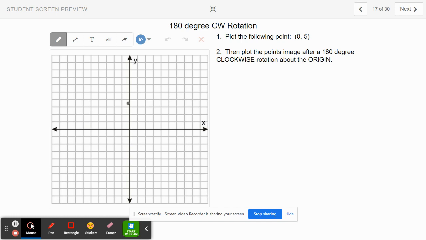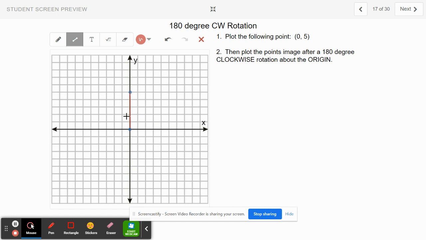So that's 0 over, 5 up. Sometimes I say you have to walk to get to the elevator. That helps you remember which one to do first when we're plotting points. And we're going to go around the origin. Now, I'm going to quickly shift to my line to connect. All right, we're going to go 180 degrees.